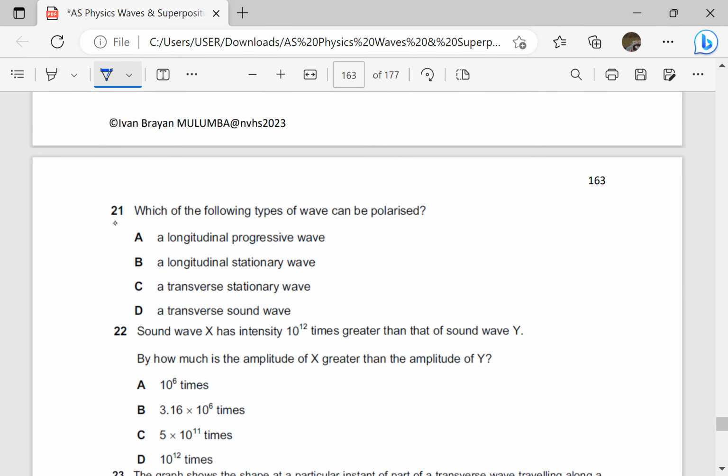Which of the following types of wave can be polarized? They must be transverse. Longitudinal, no. Transverse stationary wave. A transverse sound wave. There is no sound wave which is transverse. So the answer is going to be C.